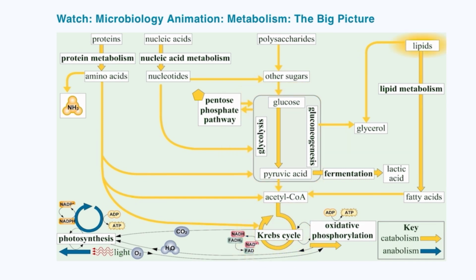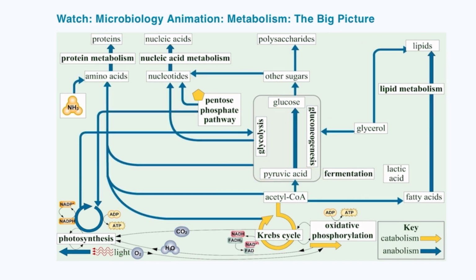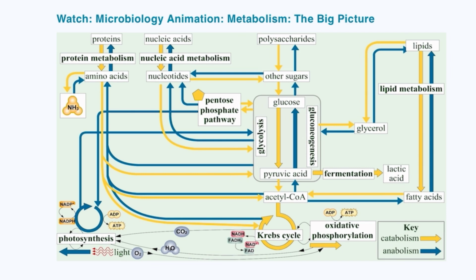Lipase enzymes break lipids into glycerol, which enters the glycolytic pathway, and into fatty acids, which enter just prior to the Krebs cycle. Fermentation is also considered catabolism since it converts pyruvic acid into other 2 and 3 carbon molecules, as well as carbon dioxide. Recall that anabolism is the synthesis of complex molecules from simple molecules. Essentially, anabolism is the reverse of catabolism. Note that synthesis of proteins, nucleic acids, polysaccharides, and lipids is the reverse of their catabolism.